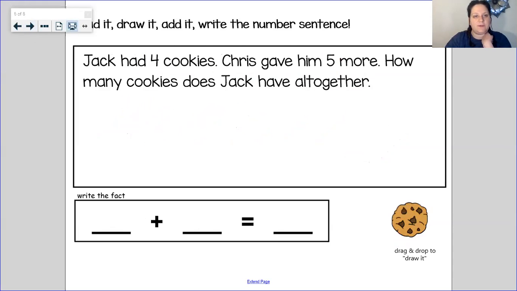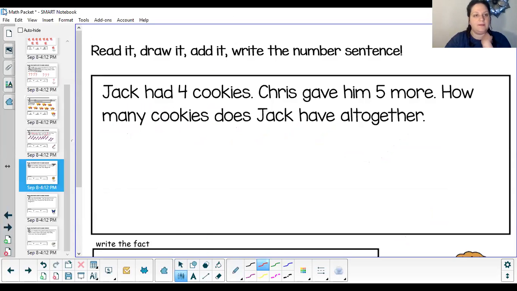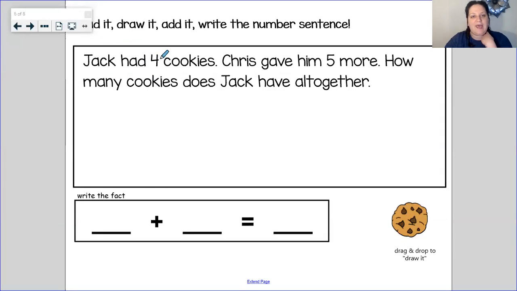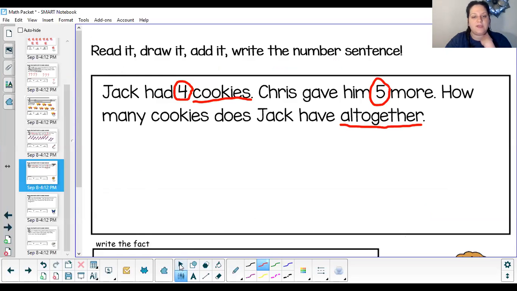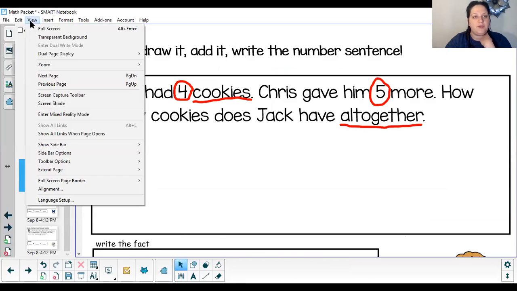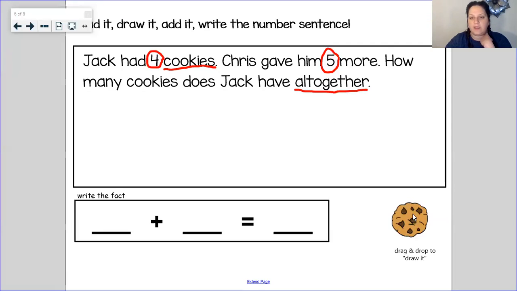All right, now we're going to do our next problem. Let me get my pen again. Okay, Jack had 4 cookies. Chris gave him 5 more. That's a nice friend. How many cookies does Jack have all together? That's that important word, all together, so we know we're adding. All right, so now I'm going to move my cookies, and you can draw to help you answer. So we started with 4 cookies.